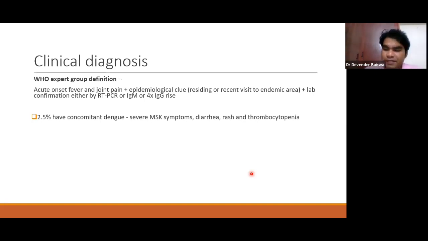When somebody is having concomitant dengue, at that time they will have severe muscular symptoms. They can have diarrhea, rash, and thrombocytopenia. This diarrhea, rash, and thrombocytopenia is mostly because of concomitant dengue infection.